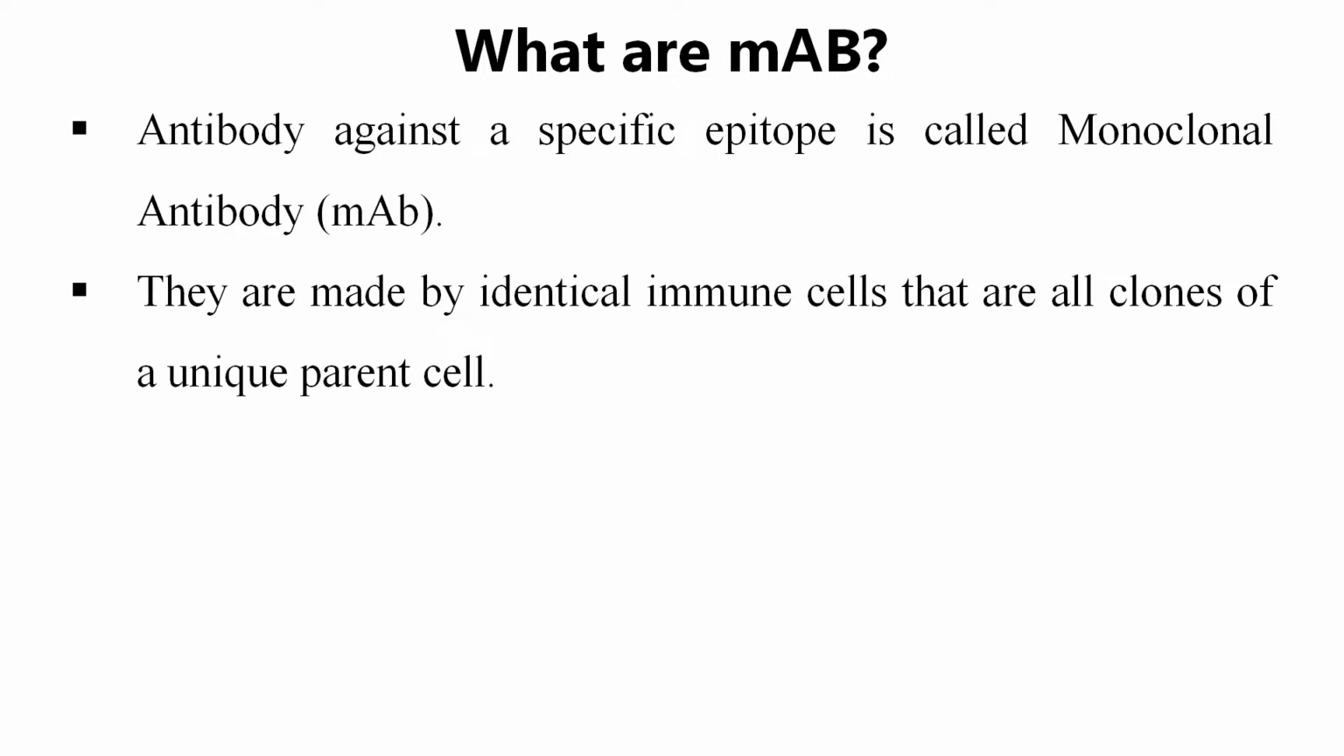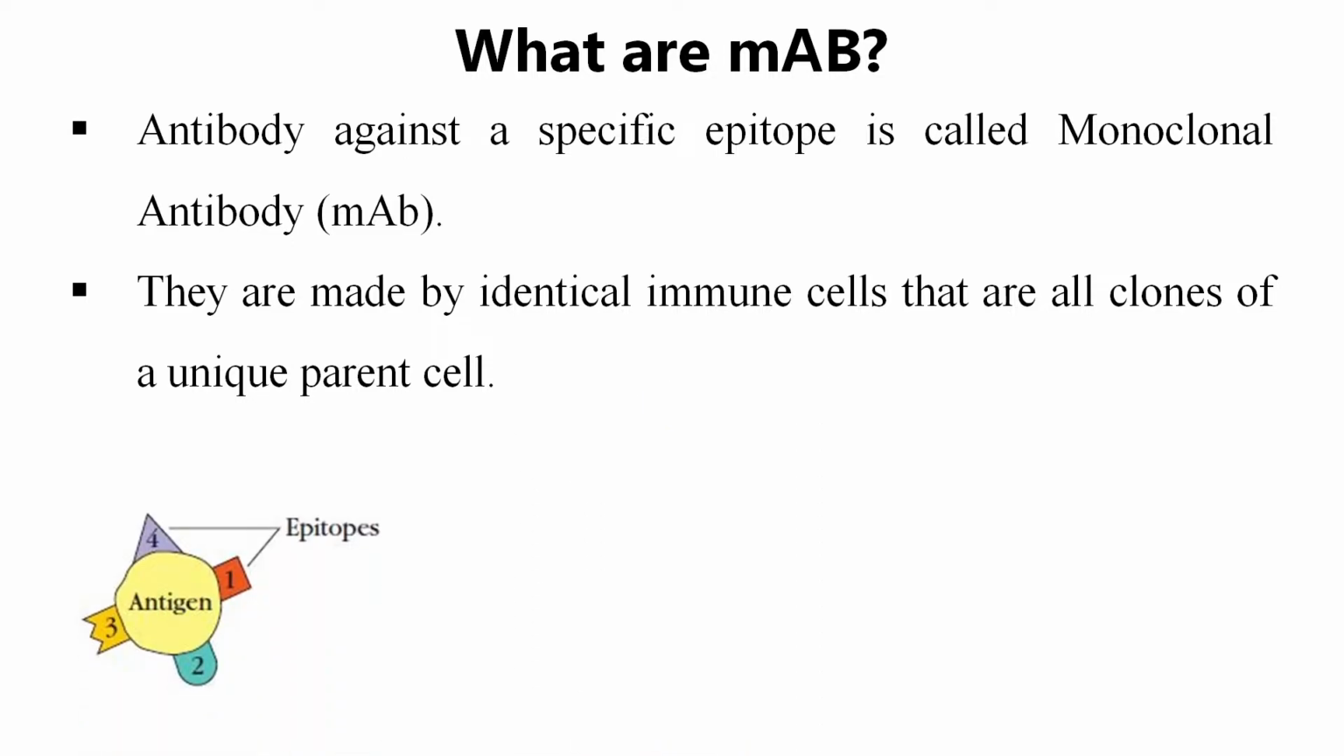antigen. So why am I stressing the point that it is specific to a single epitope? The reason is, if you remember, your antigens tend to have multiple epitopes on their surface. So one single antigen, several epitopes on the surface. And these monoclonal antibodies are so specific that they recognize only one of the epitopes that is present on that particular antigen. So these are identical immune cells that are all clones of a unique parental cell. So that's what I was saying, monoclonal antibodies.